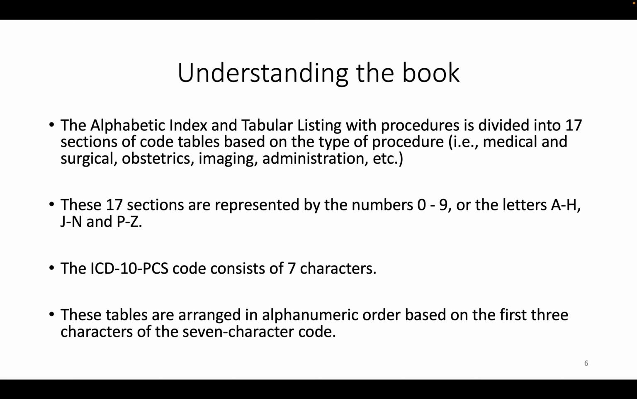The alphabetic index and tabular listing of procedures is divided into 17 sections of the code tables. These 17 sections, like I said, are represented by 0 through 9, or the letters A through H, J through N, and P through Z. The ICD-10 code consists of 7 characters. Each character has a different section, and we'll go through that in just a minute. These tables are arranged in alphanumeric order based on the first three characters of the 7-character code. And this will make more sense as we go through it.